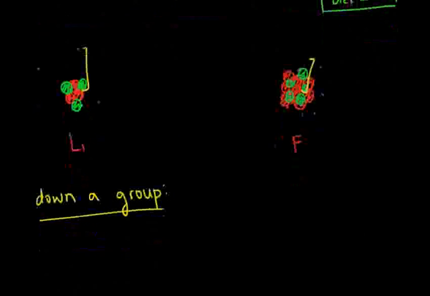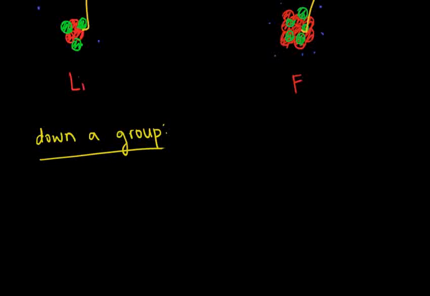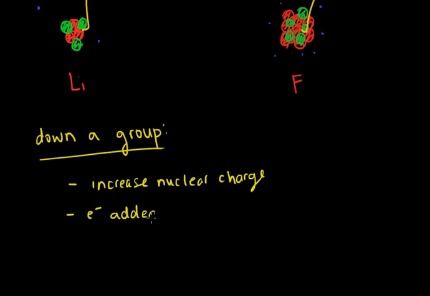What about moving down a group? When we move down a group, again, 2 things happen. We certainly have increased nuclear charge, more protons. We also have electrons added to higher quantum numbers, to higher energy levels.